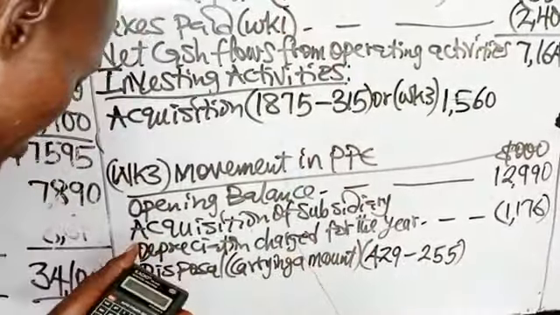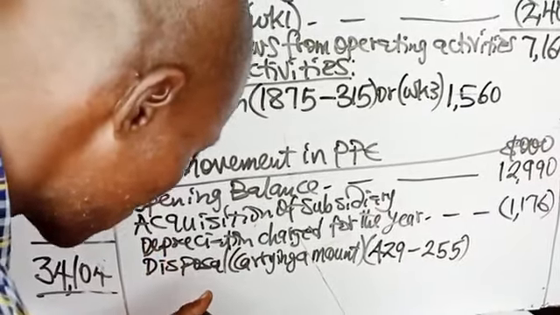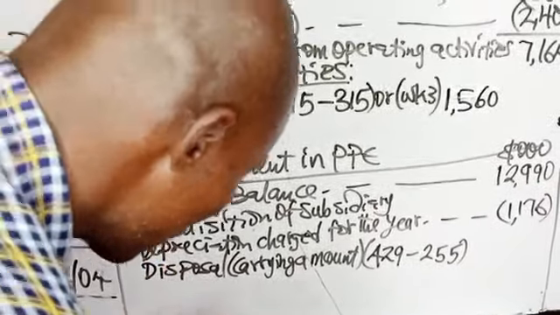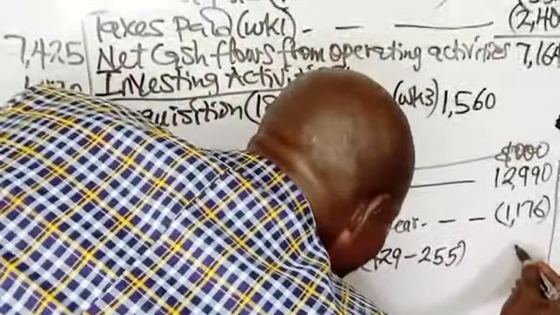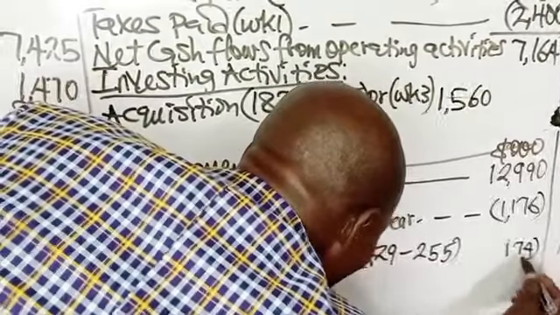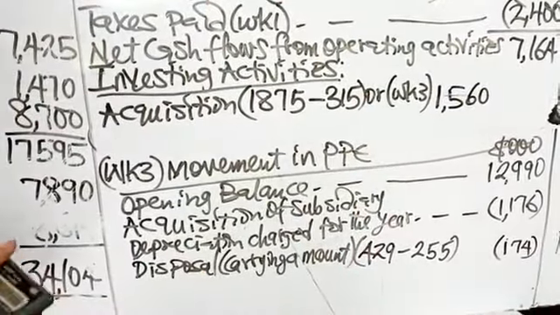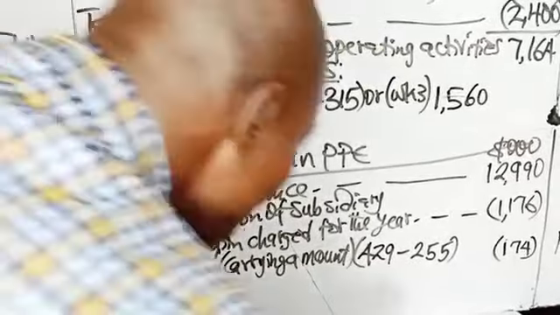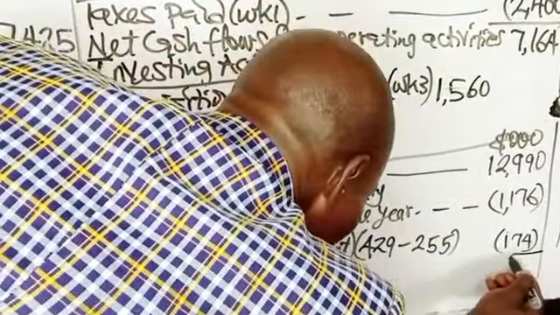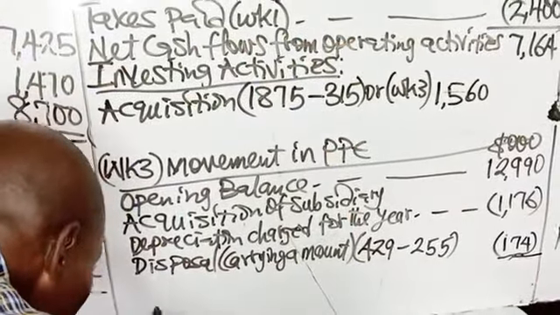How much is the disposal? 429 minus 255. That is 174. Where PPE are disposed, that means PPE will reduce, so we subtract the disposal. There is no revaluation of PPE during the period. Then you consider the closing balance. How much is the closing balance of PPE?